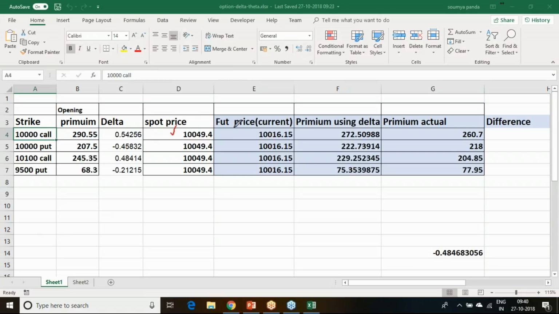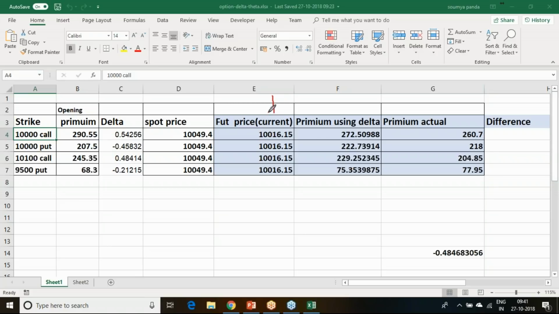At 9:20, when Nifty was at 10,049, I noted down the premiums: 207 rupees, 290.55, 245.35, 68. These were the premiums at that particular time, taken from live data. After that I calculated the delta for the 10,000 call option and put option, the 10,100 call option, and the 9,500 put option.